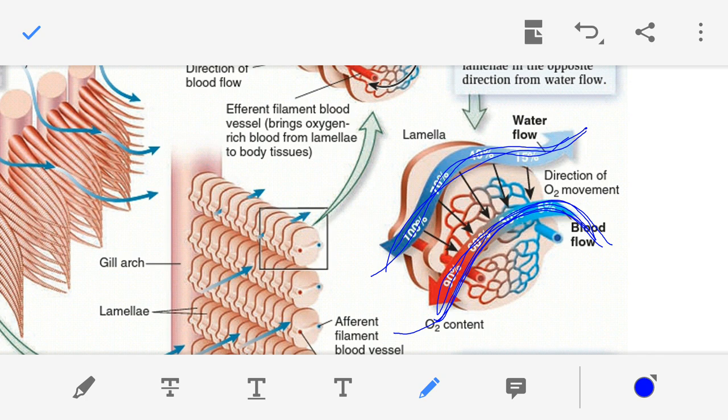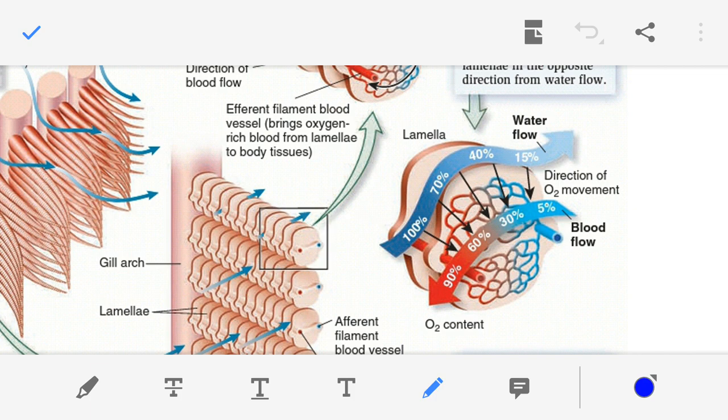Now what happens? One more thing we need to observe: what is this percentage I've written? 100%, 70%, 40%, 15%. What is the meaning of this? When the water is entering, it has 100% oxygen concentration. And as you see, as the water is flowing out from these lamellae, the concentration of O2 is decreasing. Why is this oxygen concentration decreased? Here, the oxygen from the water is diffused out. Oxygen from the water is released into the capillary blood.